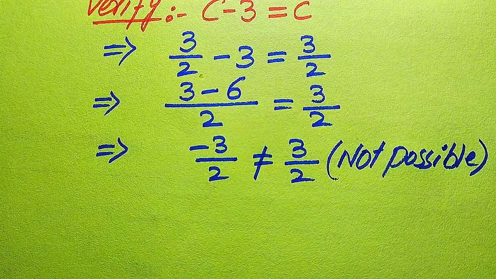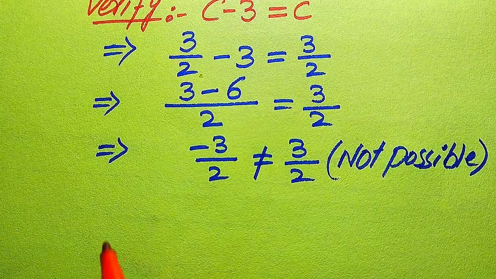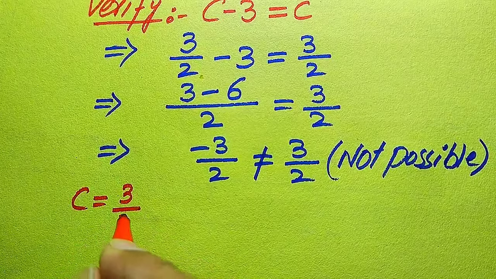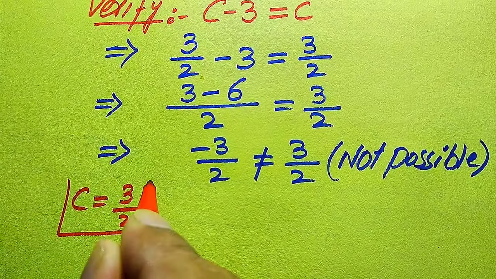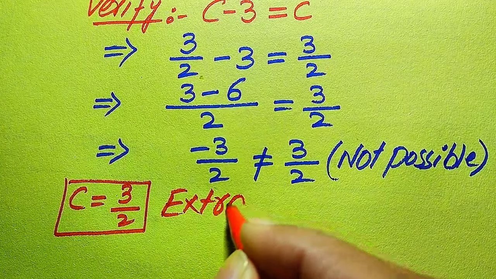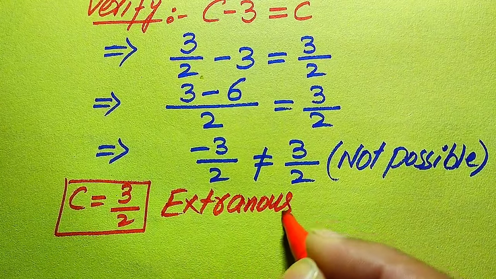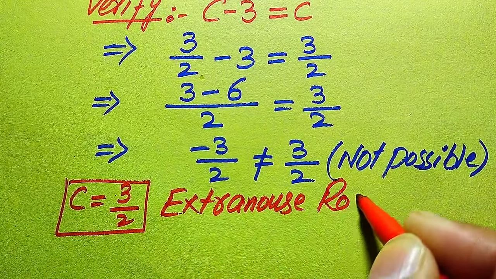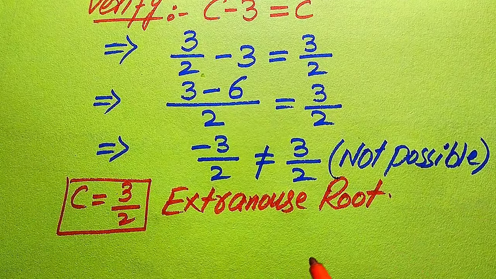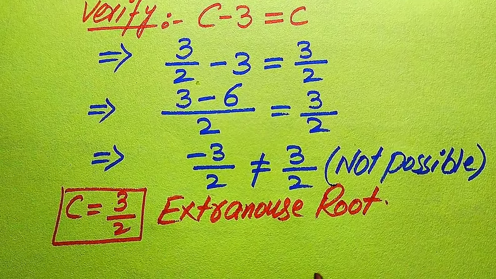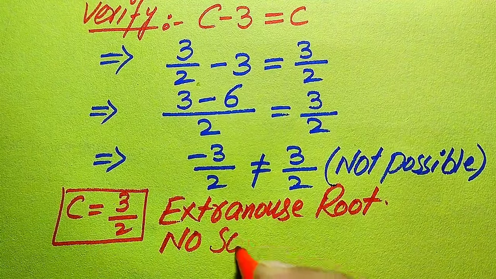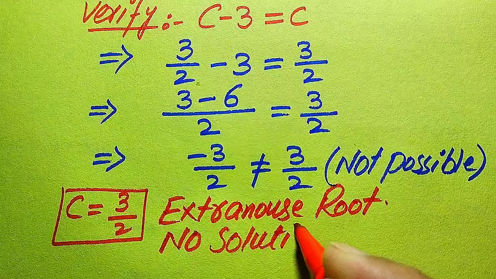So if this is not satisfied, it means that c equals 3 over 2 is the extraneous root of the given equation. Okay, this is the extraneous root because it does not satisfy our given question statement. So we cannot get any other value of c which satisfies our given question statement. So we conclude that this question has no solution in general.